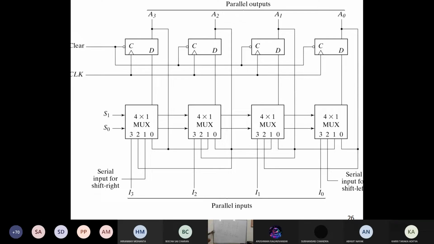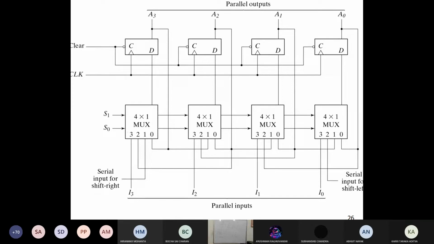Now, when S0, S1 is 0, 1, that means all ones will be selected. So how is the 1 connected in every multiplexer? Serial input for shift right. That means what is happening? This 1 is selected, so all the ones are selected. So here the input will be provided: serial input for shift right operations.